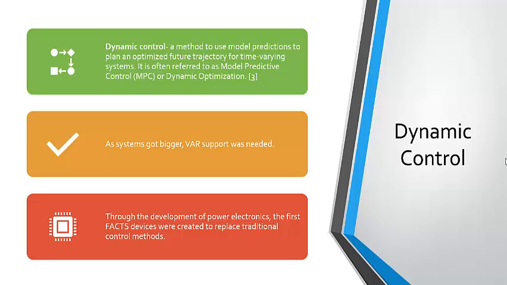Dynamic control, by definition, is a method to use model predictions to plan and optimize future trajectory for time-varying systems. It is often referred to as model predictive control, or MPC, or dynamic optimization. As systems got bigger, VAR support was needed. Through the development of power electronics, the first FACTS devices were created to replace traditional control methods.